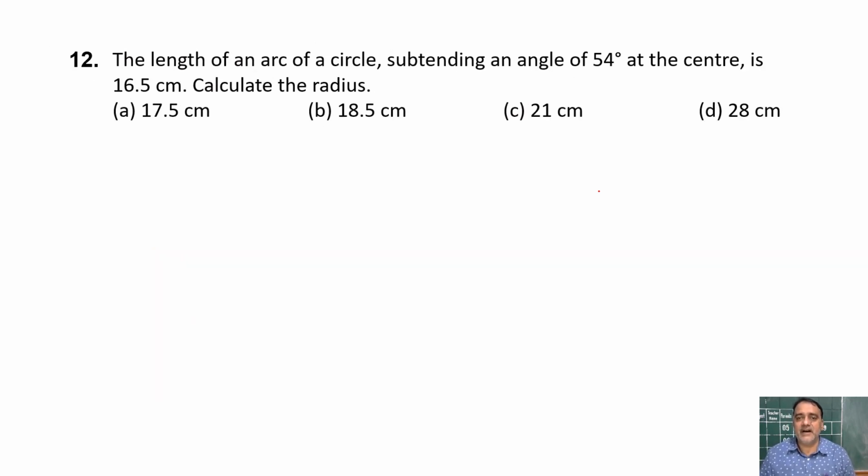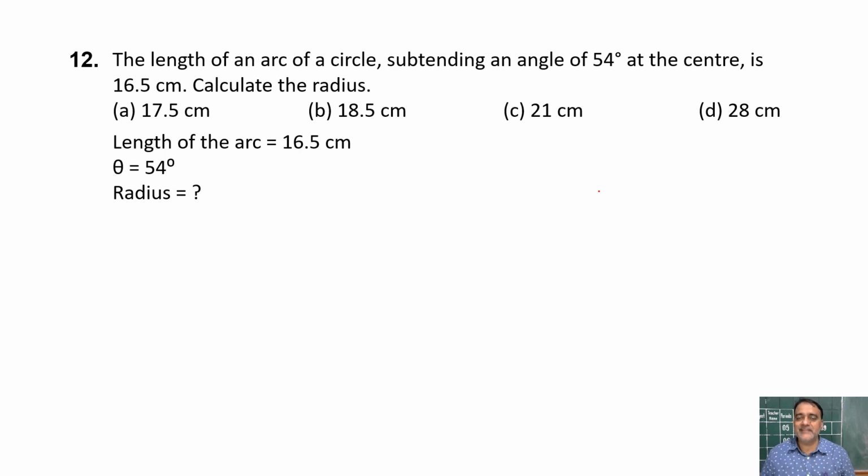The length of an arc of a circle subtending an angle of 54 degree at the center is 16.5 centimeter. Calculate the radius. So यहाँ पे arc का length दिया हुआ है, we have to find the radius, right? So length of arc is 16.5 centimeter. Theta is given 54, and we need to find radius.